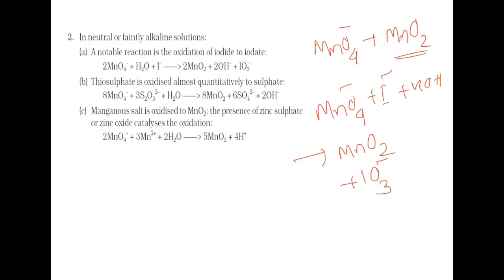Again, thiosulfate is converted to sulfate form if the medium is alkaline. And MnO4 minus, and also Mn2+ acting as a reducing agent, is converted to MnO2. So these are the properties of potassium permanganate.